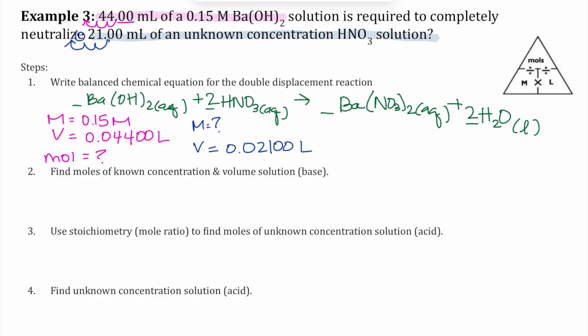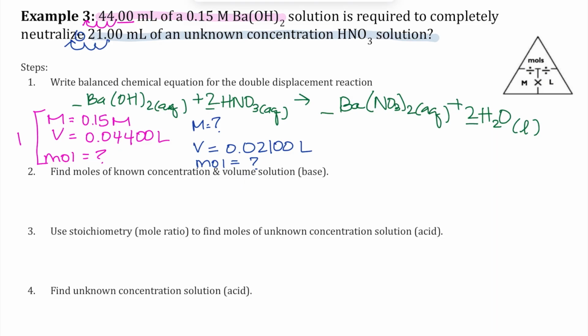So I need to know moles of barium hydroxide so that then I can also figure out how many moles of my HNO3 I'm going to have. As I look at this, I have 2 unknowns for my HNO3. I have only 1 unknown, though, for that barium hydroxide. I know the relationship between molarity, volume, and moles, and so that's how we can see that this is our first step. So find the moles of our known concentration and volume solution, which is the base.